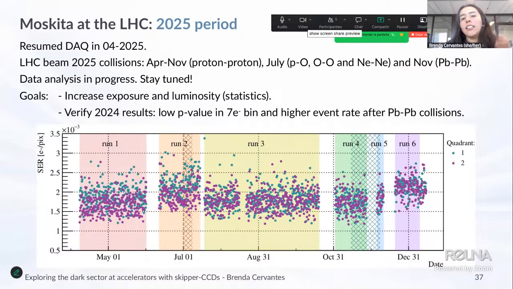With the lighter ion collisions, as this will be lower energy, probably we do not see an increase in the event rate, but this is all analysis in progress, so I cannot say much more. Okay, thank you.